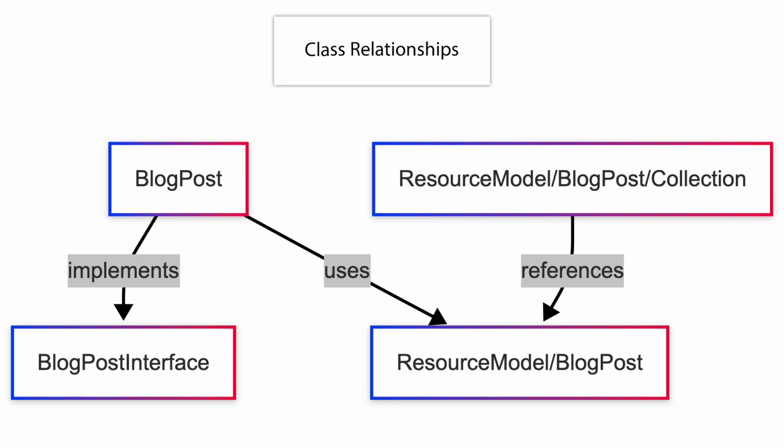This flowchart shows how these classes are connected. The blog post model implements the interface and uses the resource model. The collection references the resource model to perform its operations. This structured approach helps maintain clean separation of concerns.